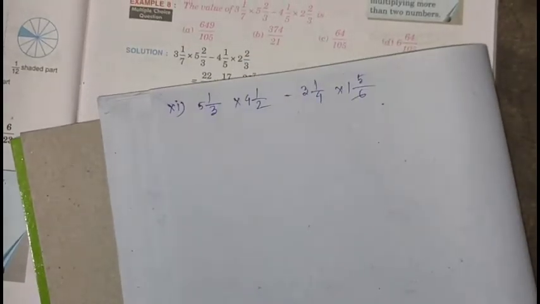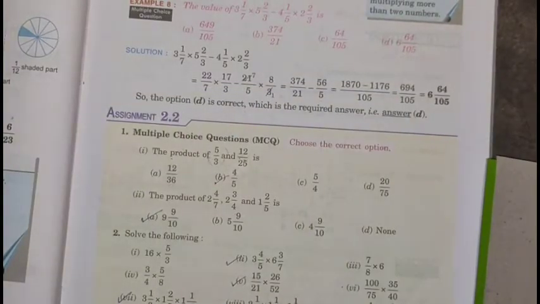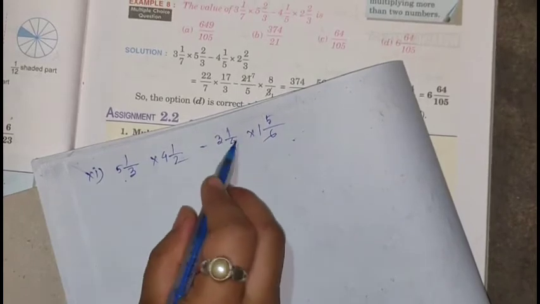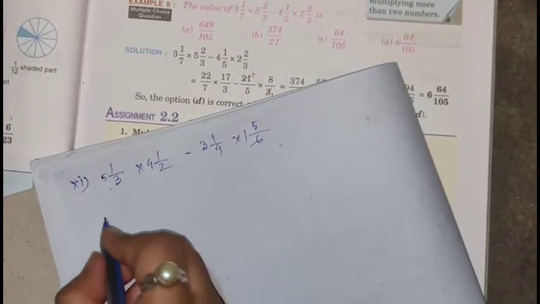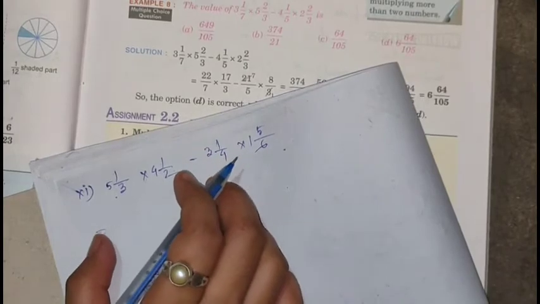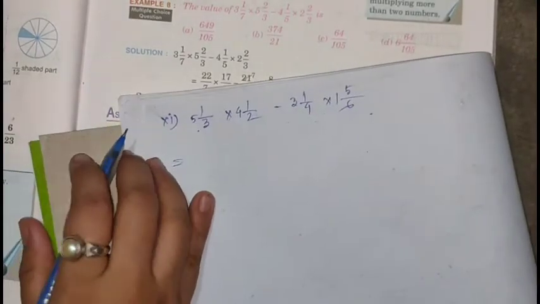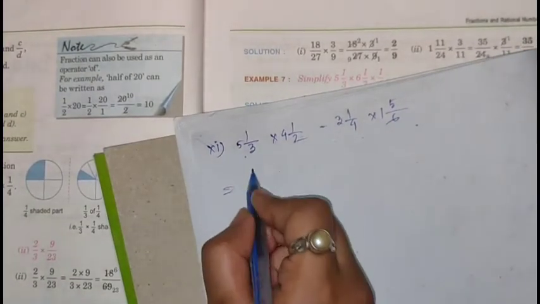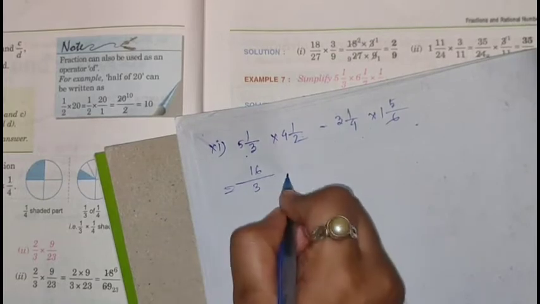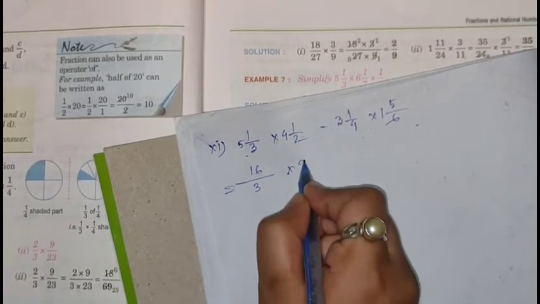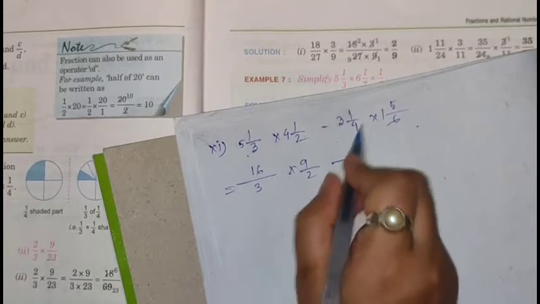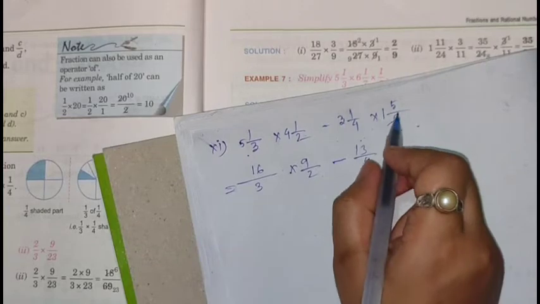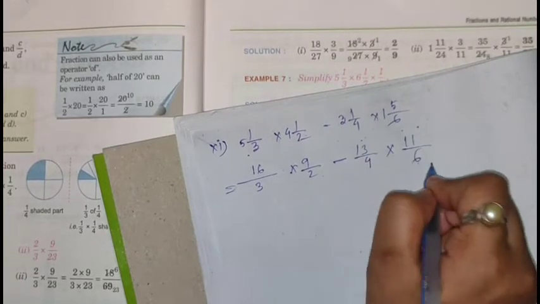Now we will solve question number 11. 5 whole 1 by 3, 4 whole 1 by 2, 3 whole 1 by 4, 1 whole 5 by 6. First we will convert these mixed fractions into improper fractions. 5 3s are 15 plus 1, 16 by 3. 4 2s are 8 plus 1, 9 by 2. 3 4s are 12 plus 1, 13 by 4. 6 ones are 6 plus 5, 11 by 6.